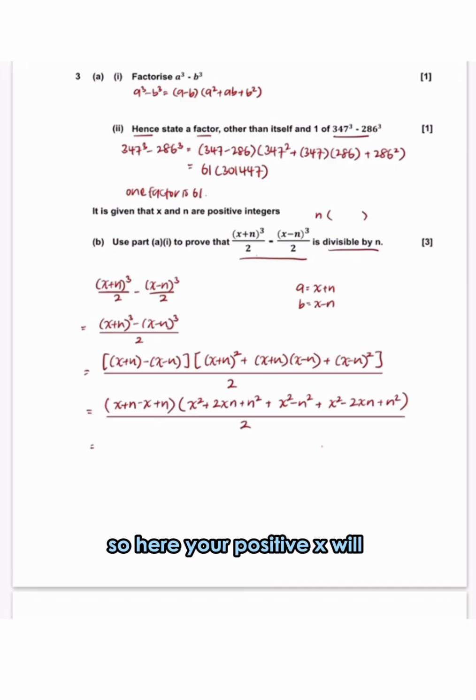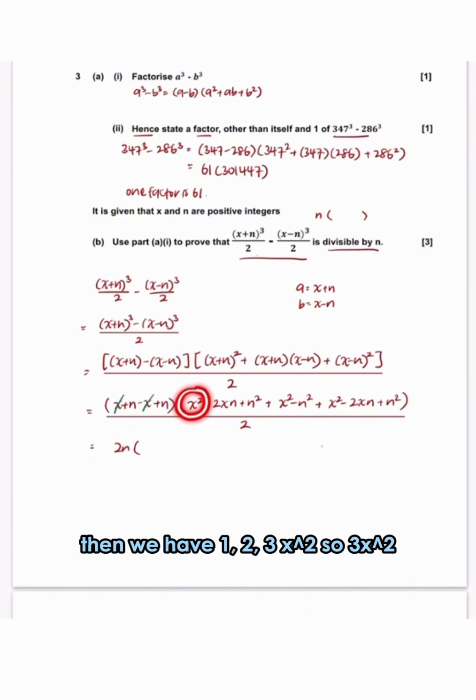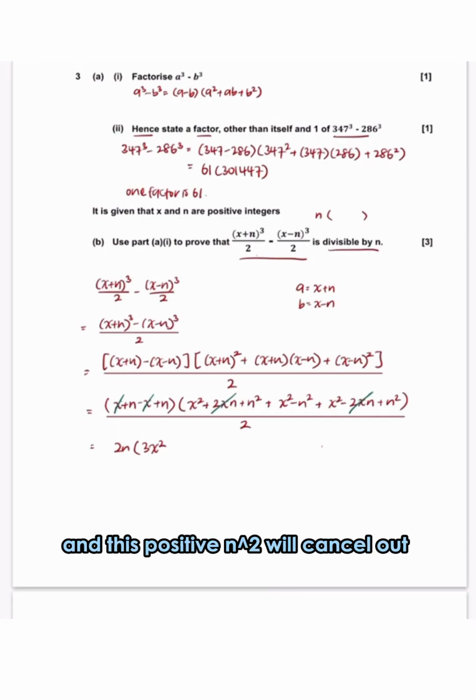So here, your positive x will cancel away with the negative x, so we are left with 2n. Okay, then we have 1, 2, 3 x squared, so 3x squared. Here, your positive 2xn will cancel away with the negative 2xn. And this positive n squared will cancel out with the negative n squared here. So we are left with one more n squared. So here we have plus n squared, over 2.